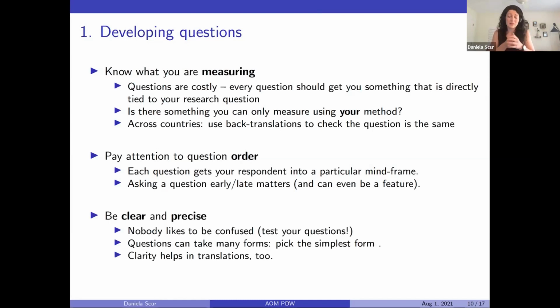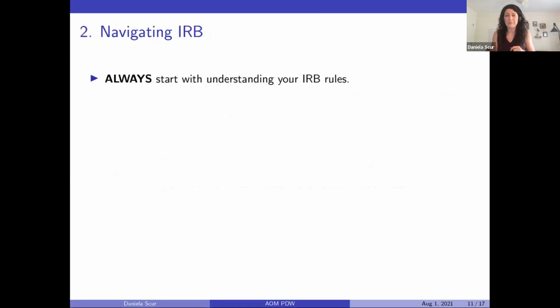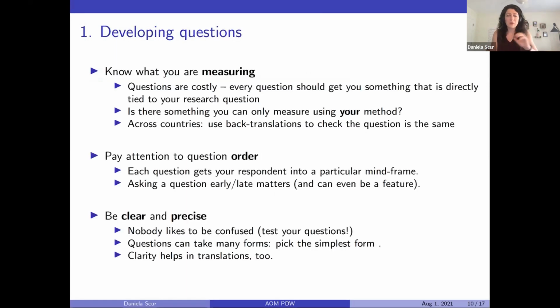Also, you want to be clear and precise. It goes back to how easy it is to then compare across countries. But also, nobody likes to be confused. If your question is convoluted, you might lose people, because you have to read a whole chunk of question before you answer it. This is complicated. I don't want to read it twice. These people don't know what they're doing. So clear, precise, nothing too complicated. Okay, so that's developing questions.